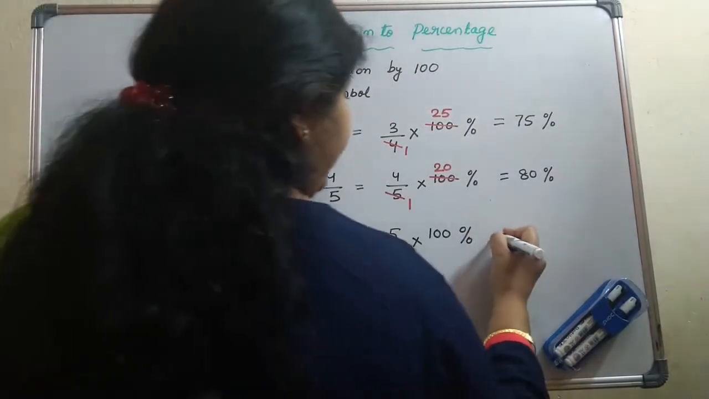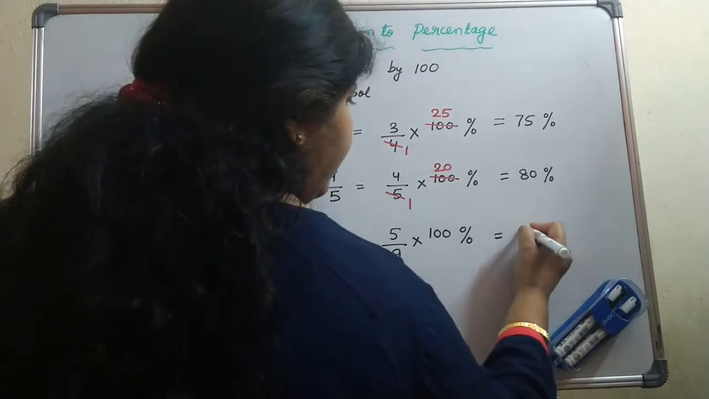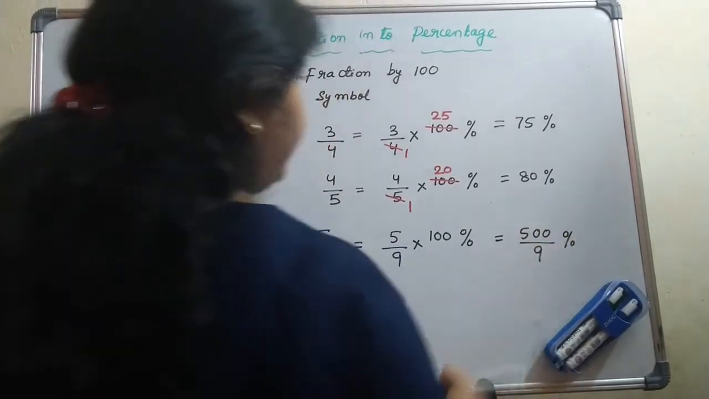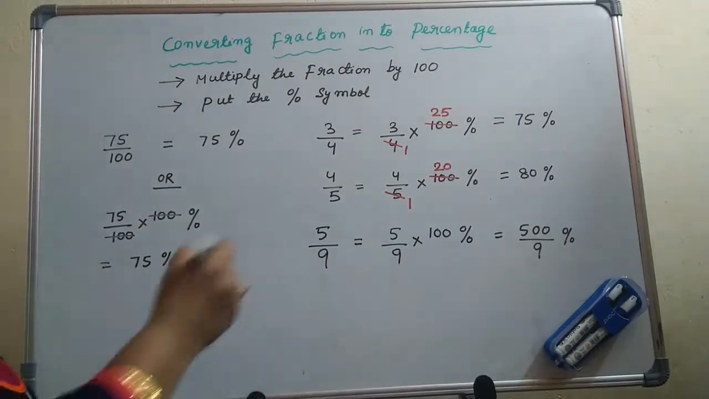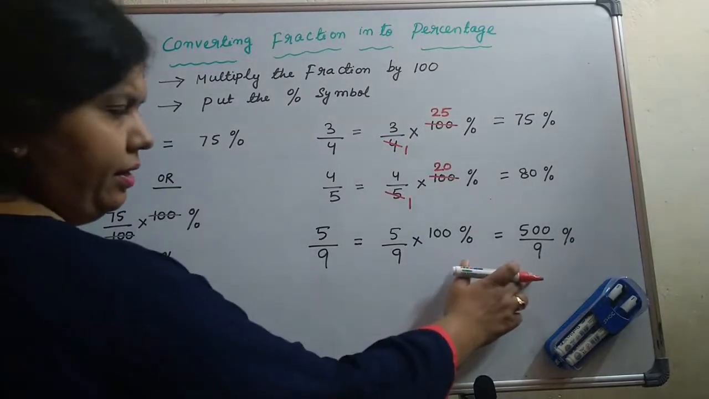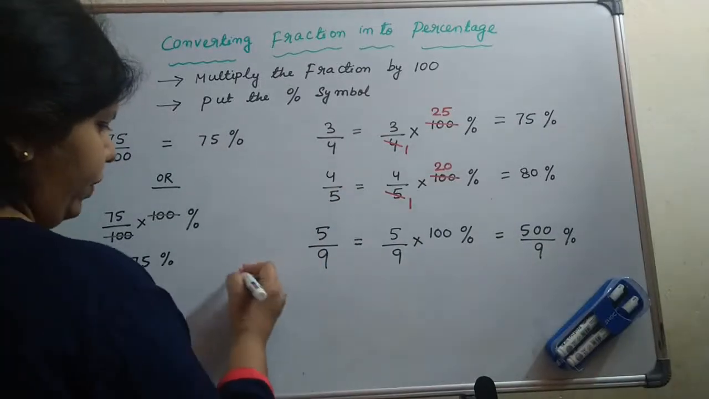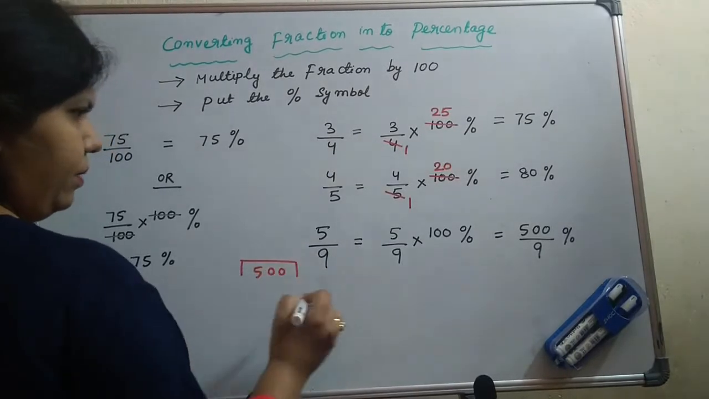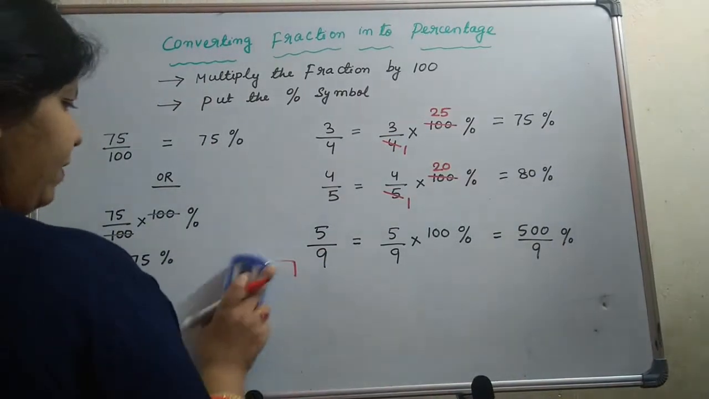What we are going to get? 5 into 100 is 500 by 9%. Okay. Now 500 by 9, how will you solve it? You can divide it. Normally, how you were taking the decimals, the same way you will do it. Okay. So I am dividing 500 by 9.